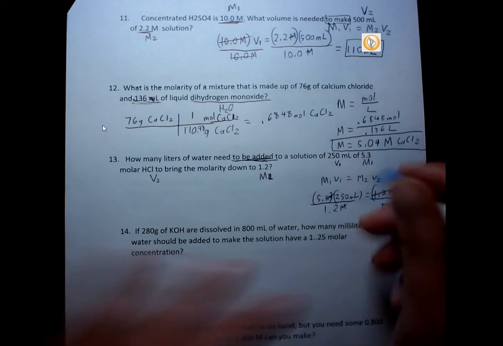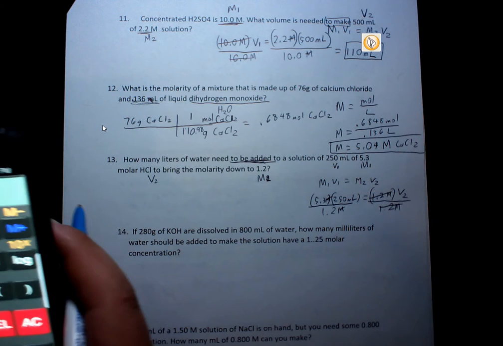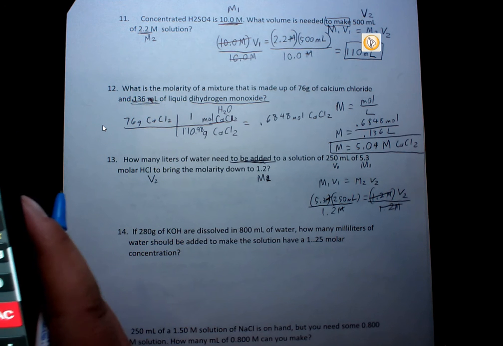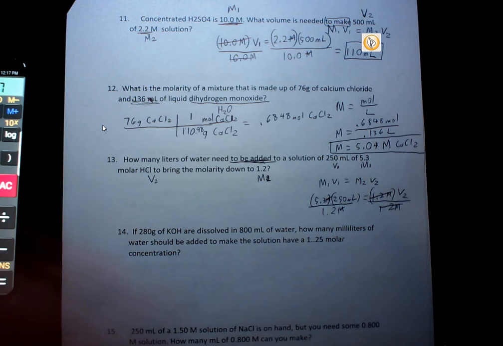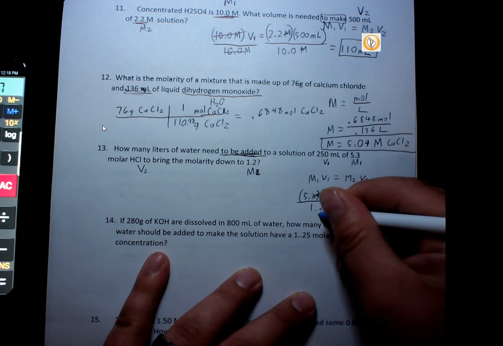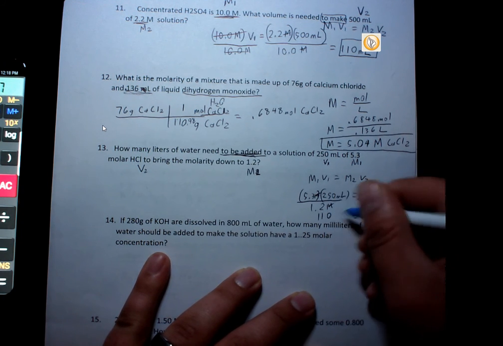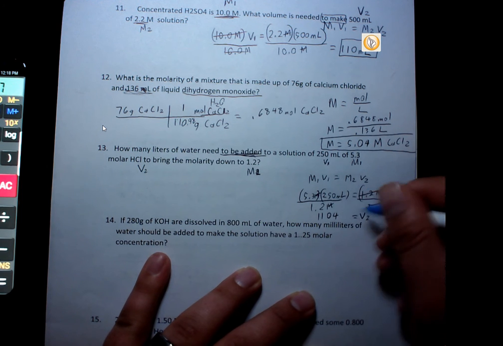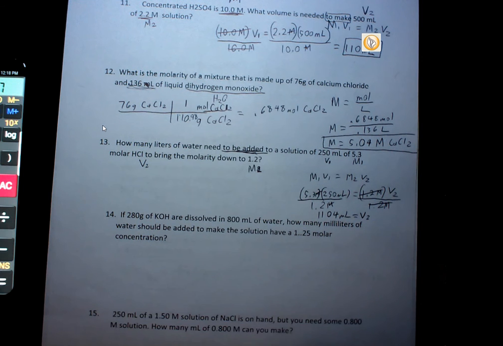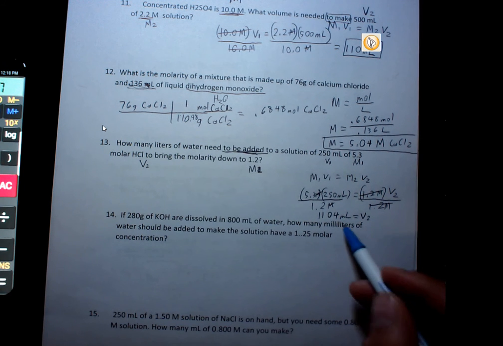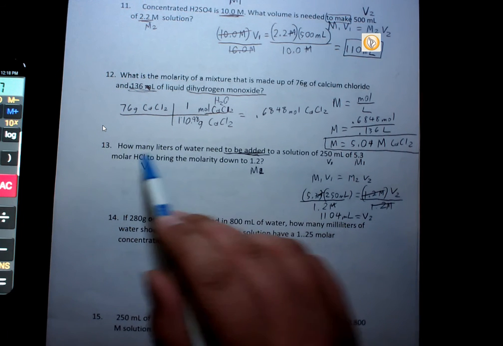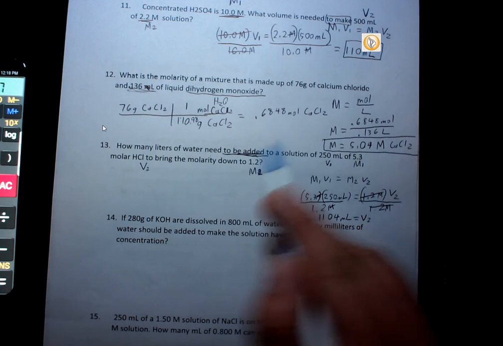Cancels. 5.3 times 250 divided by 1.2. So the second volume, the new volume, is 1,104 milliliters. The problem is that's not what the question is asking for. We've done all the math right, but we need to physically look. How many liters of water need to be added?